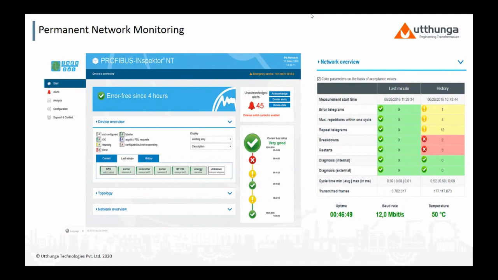Now, it is error free since 4 hours. It means in the past 4 hours there are no deviations, maybe no errors or problems, no repeat telegrams, no multiple repetitions. The master sent the message to the slave and it is perfectly responded. Okay, and you can get a real-time device connection of the devices, and every millisecond there is an update of your network status.